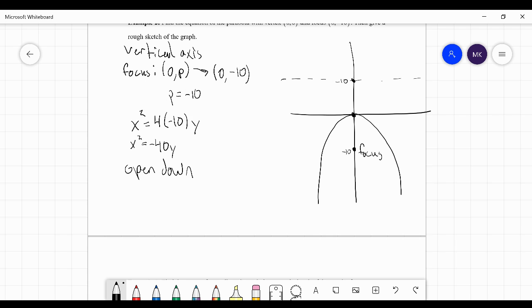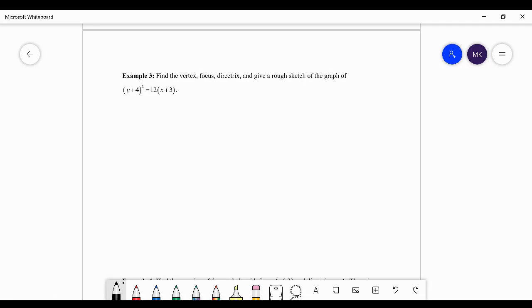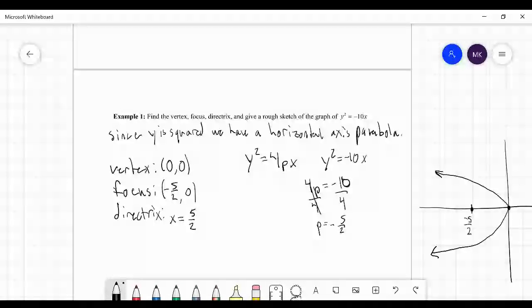Okay, let's look at example 3. So now we have something that we can see is clearly shifted. And so we need to be able to identify our p-value, our h and our k value. Now, a very important thing here is to remember the formula for these situations. So come back up here and look.